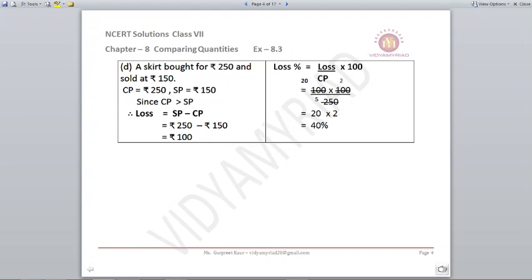D part. A skirt bought for rupees 250 and sold at rupees 150. It means my cost price is more than the selling price. That means I have suffered a loss in this for rupees 100. In order to calculate loss percentage, it will be loss upon CP multiplied by 100, which is equal to 100 upon 250 multiplied by 100. It can be further reduced, so your loss percentage is 40%.